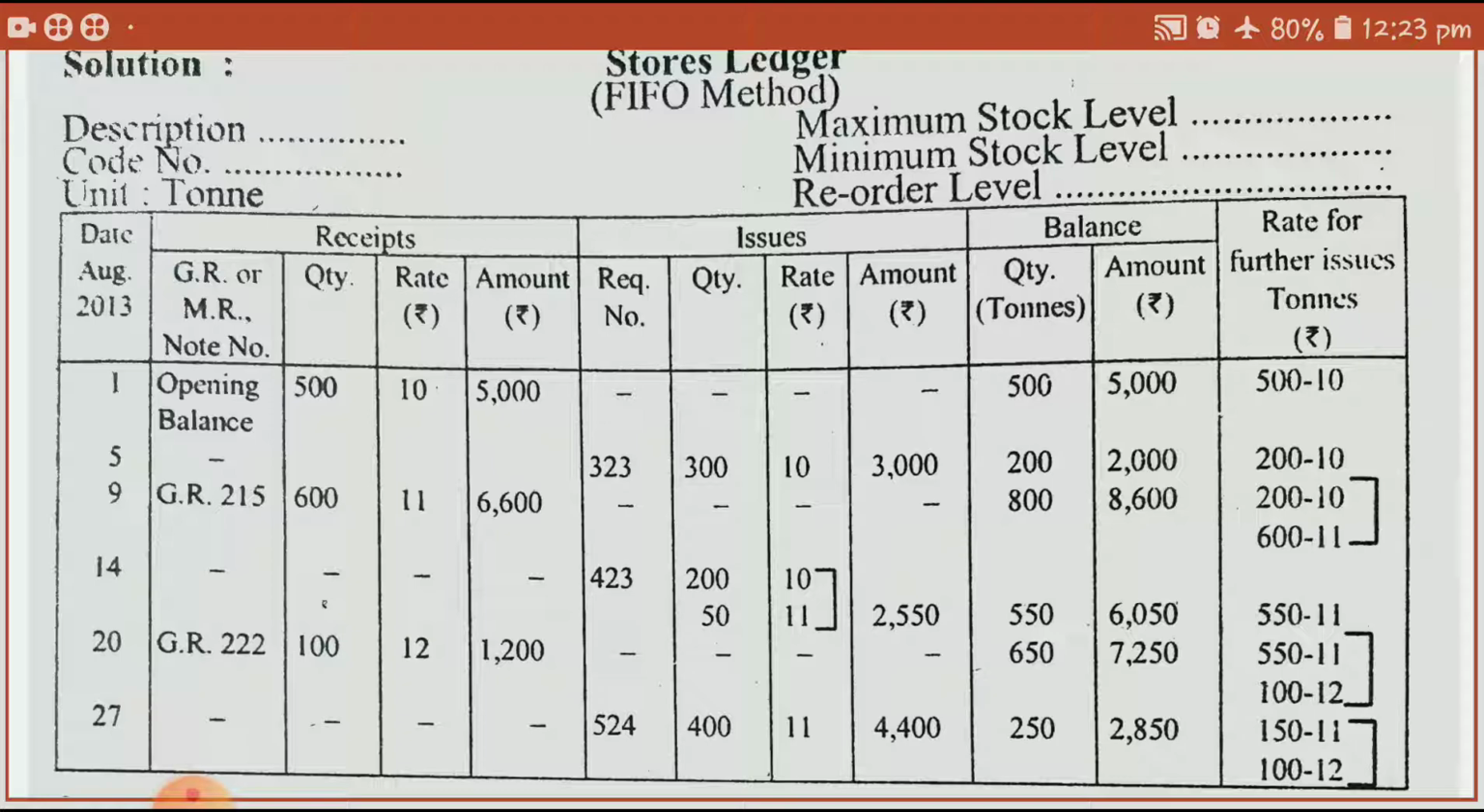So like this you have to make a FIFO account using the FIFO method. You have to maintain the store ledger using the FIFO method. In our next video we are going to discuss the next method of inventory control.